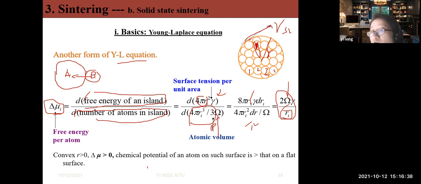So the small one will move to the bigger one. The small shrimp will move to the big fish. So this is the first question. My second question now: I have a particle A, but the particle is not like a sphere outside, it's a flat one. Particle A and particle B. Now, the atoms inside are going to move from A to B or B to A.